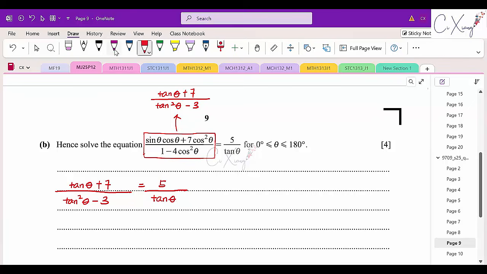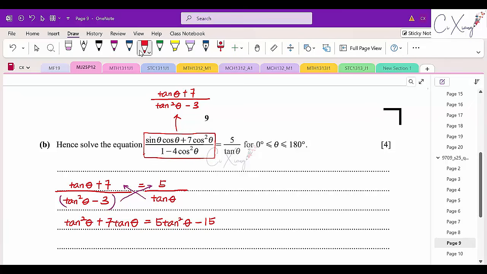Okay, after that, to solve it, of course, you need to get rid of the denominator again. So I cross multiply them to each numerator on each side. And I'm having tangent square theta plus 7 tangent theta equals to 5 tangent square theta minus 15.